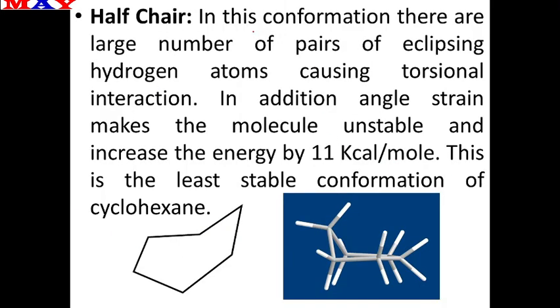Half chair. This is the most unstable conformation of cyclohexane. In this conformation, there are a large number of pairs of eclipsing hydrogens, as you can see from the three-dimensional structure. These two hydrogens are aligned together if you view from this side. Similarly, many pairs of eclipsing interactions are available in this half-chair form of cyclohexane. In addition, a certain amount of angular strain makes the molecule unstable. The potential energy of this conformation is 11 kilocalories per mole.